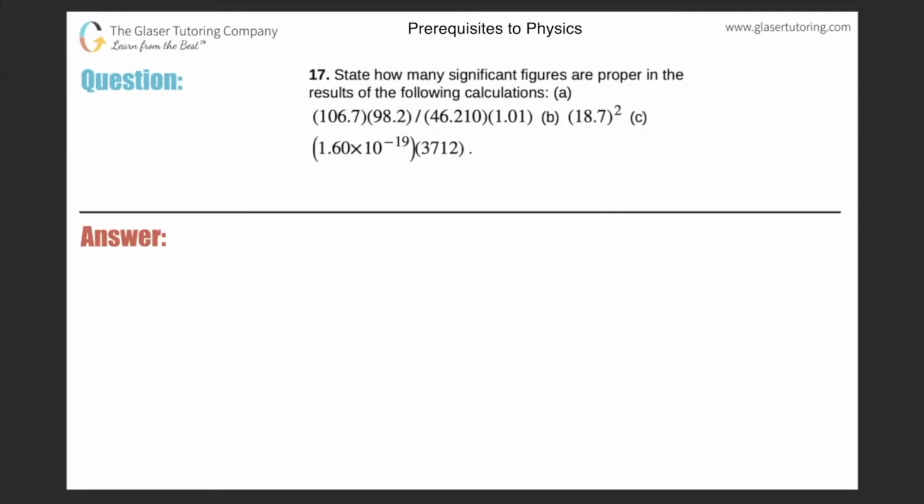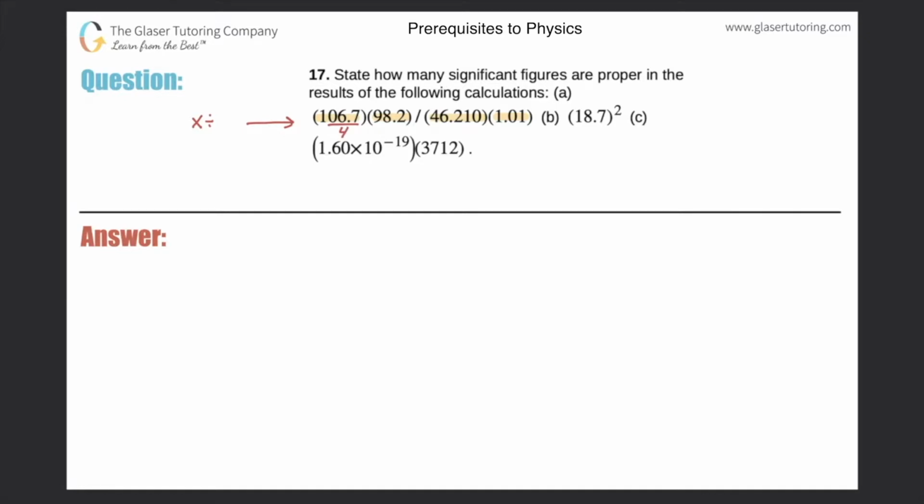Number 17. State how many significant figures are proper in the results of the following calculations. Letter A: 106.7 times 98.2 divided by 46.210 times 101 and 1.01. So let's take a look at A first. All the operations in this calculation deal with multiplication and division. So our answer will have the same number of significant figures as the number that had the least in the calculation.